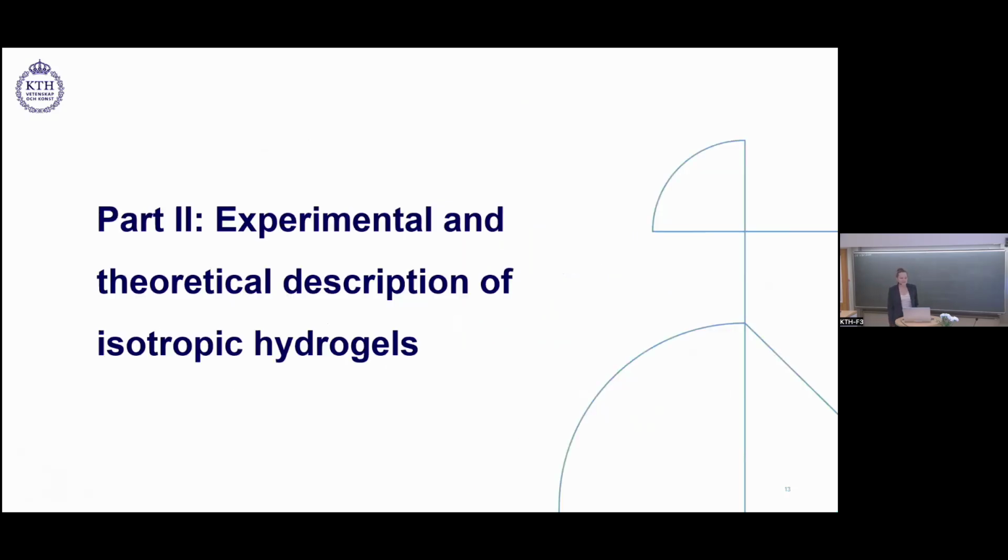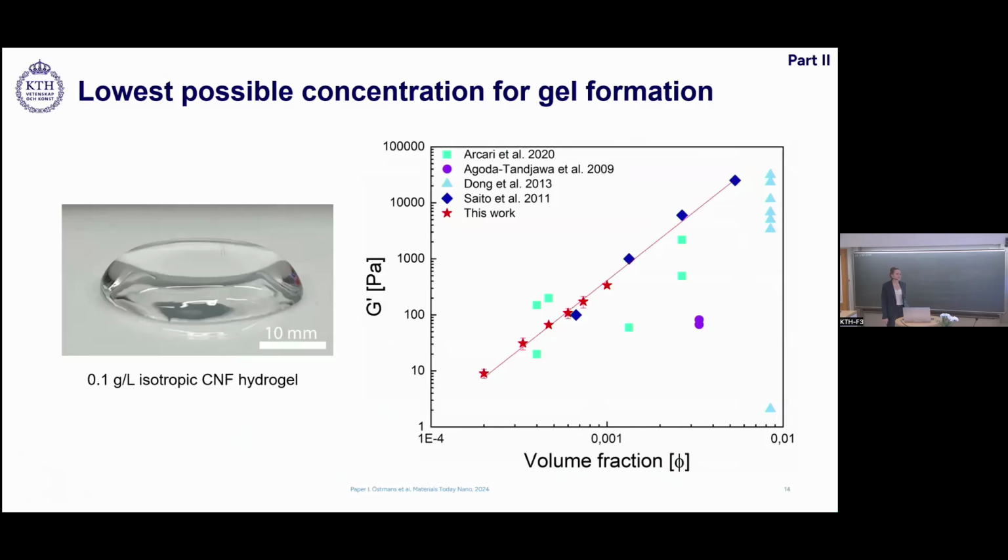And this leads us to the second part, in which we will talk about how we can experimentally and theoretically describe the isotropic hydrogels. So in this work, we're very interested in the low concentration of fibrils we can use to actually prepare these hydrogel network structures. So in this work, we actually try to determine what is the lowest possible concentration we can use and still form a hydrogel network structure.